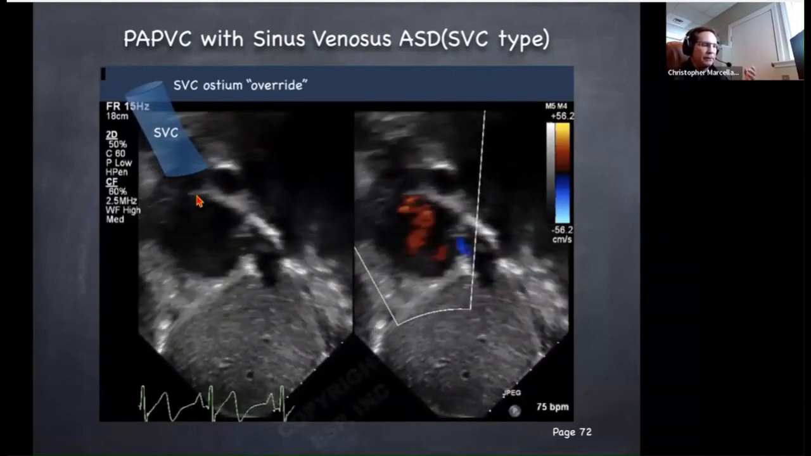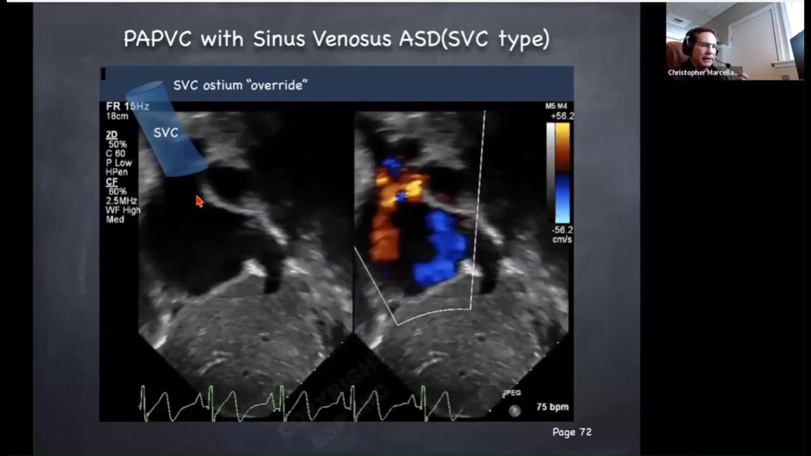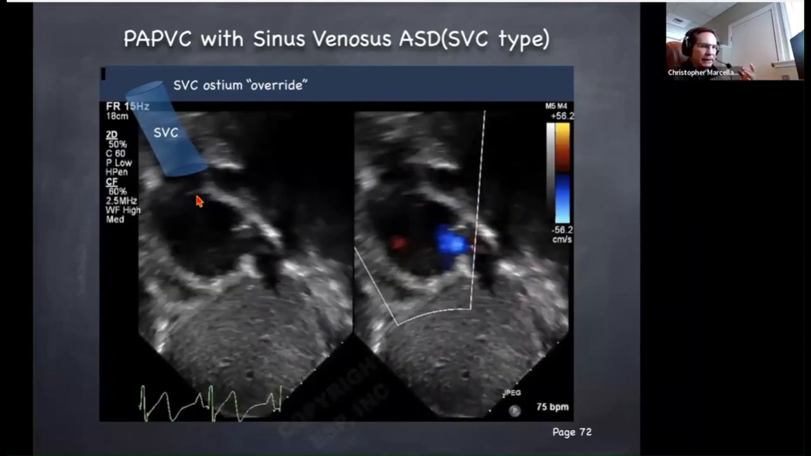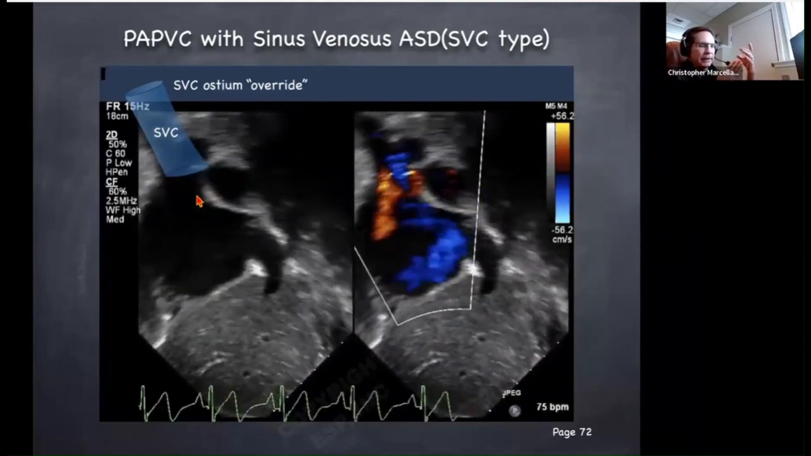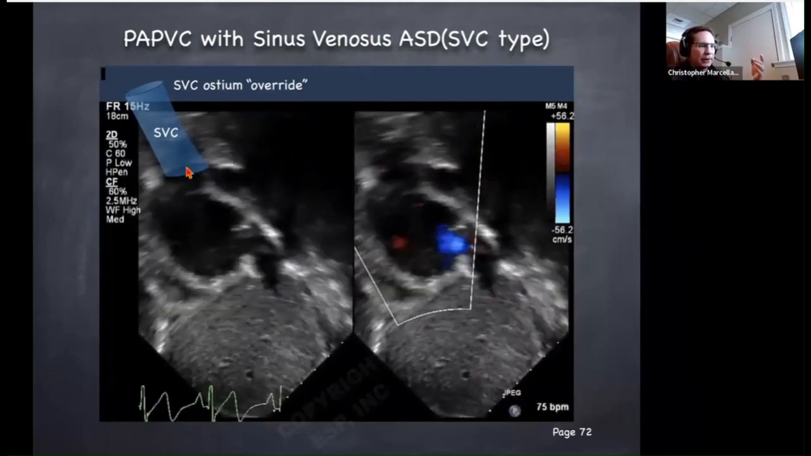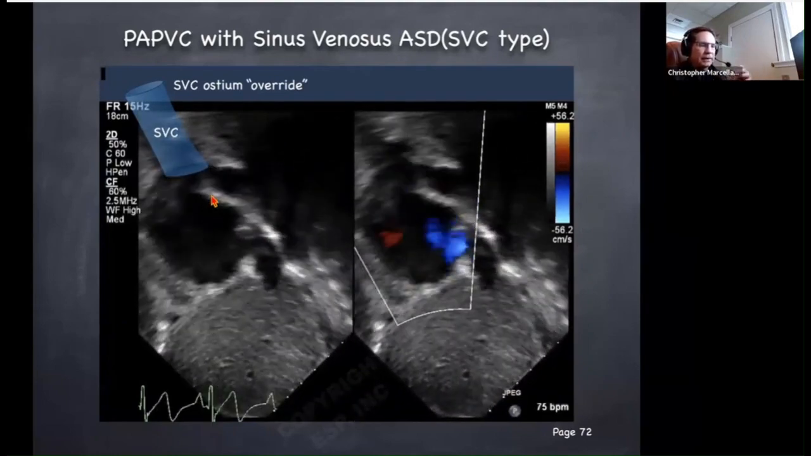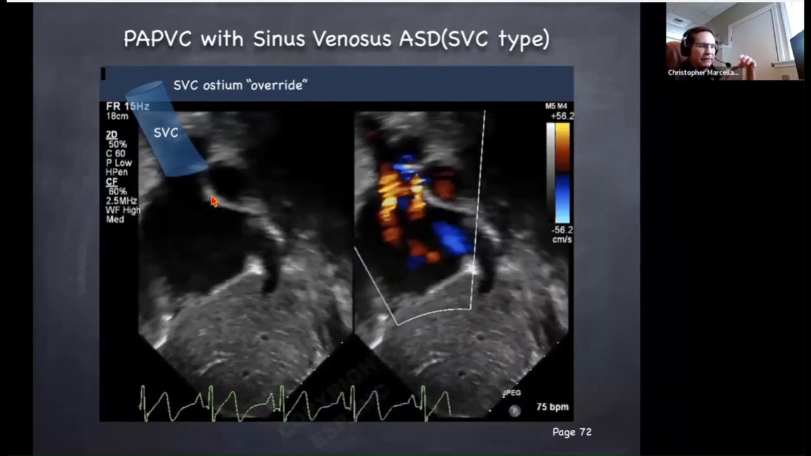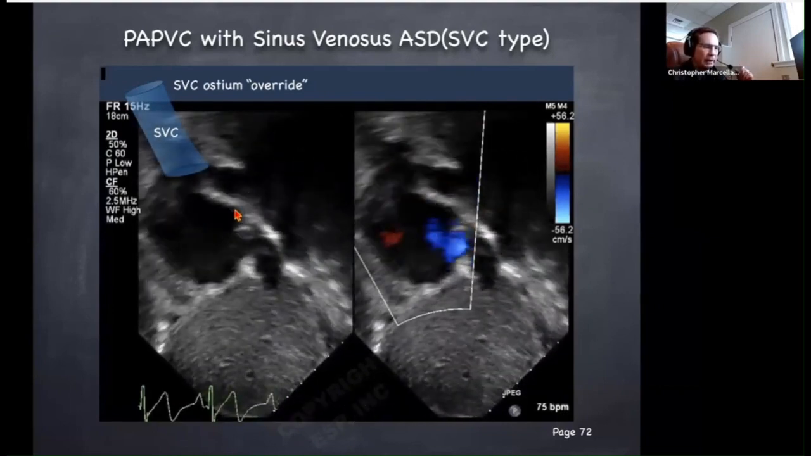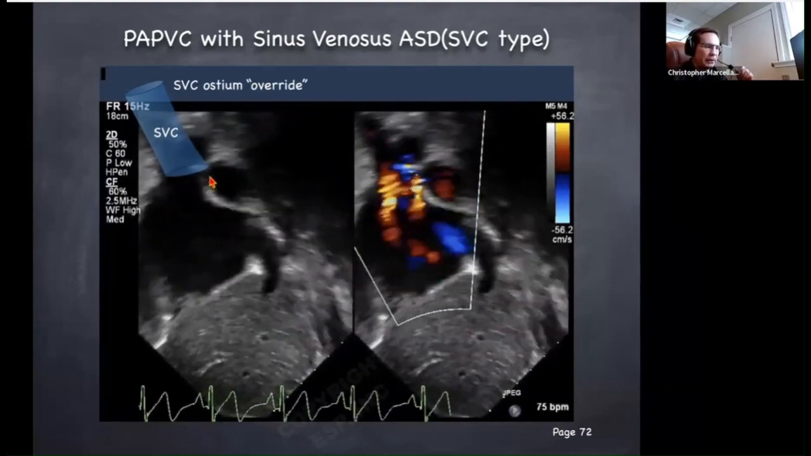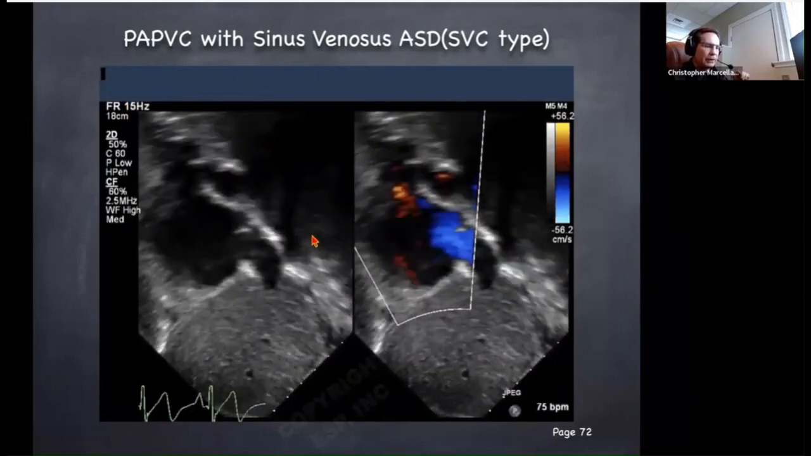Imagine when there is a sinus venosus ASD, often the SVC essentially overrides the atrial septum. You see I have that cartoon drawn in. That's one of the hallmarks you see quite often in sinus venosus type ASDs: the orifice of the cava overrides the plane of the atrial septum. And so the defect is right up in here. Sometimes it's hard to appreciate unless your window's good.